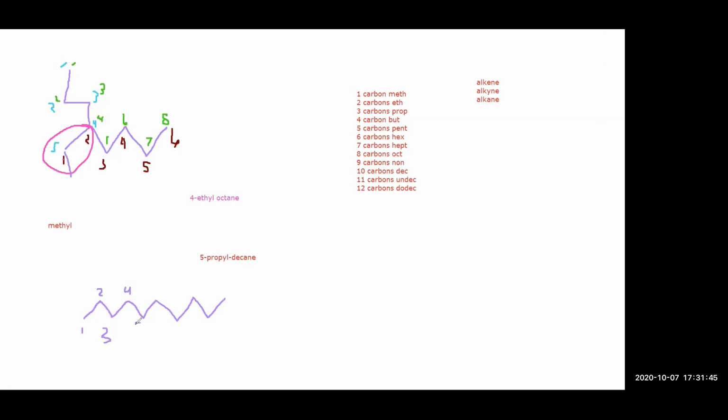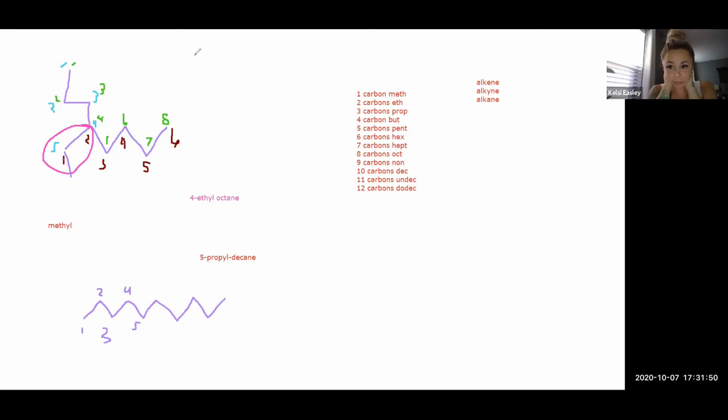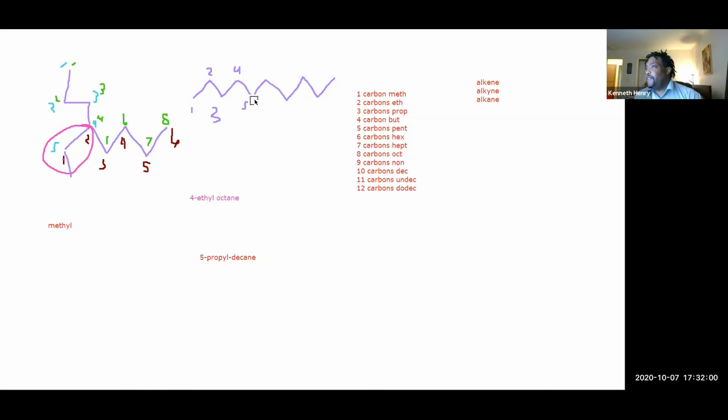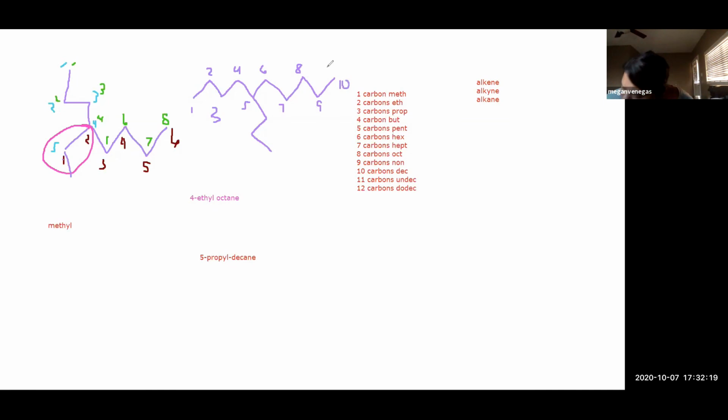Can't see what you're writing. You can't see my writing? Oh, now I can. So on the 5th carbon, I have a propyl group. 1, 2, 3. 1, 2, 3. So 5-propyl decane.